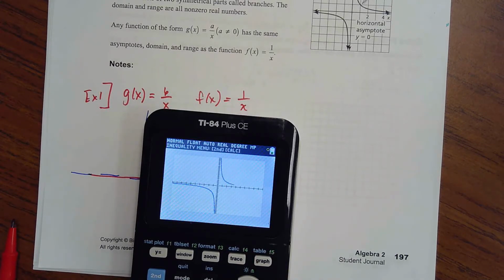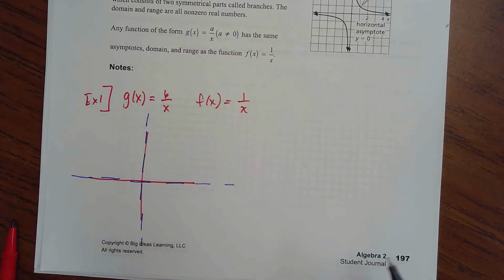So here's 6 divided by x, and then 1 divided by x. Notice that the 1 divided by x is closer to the origin. So it's closer to the x-axis and the y-axis. And so that's what this 6 does.